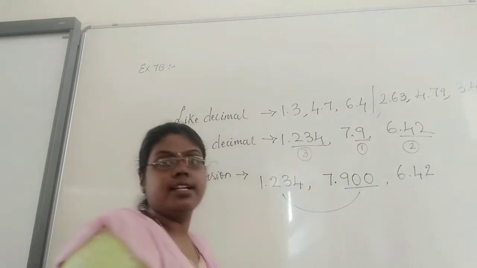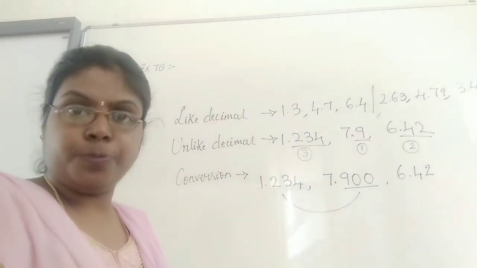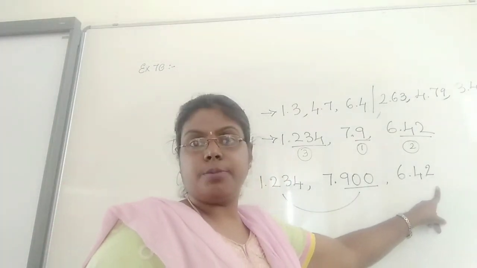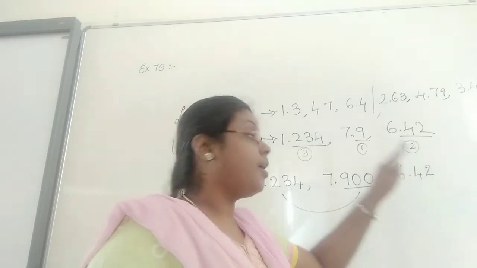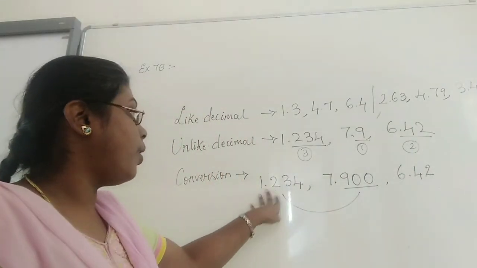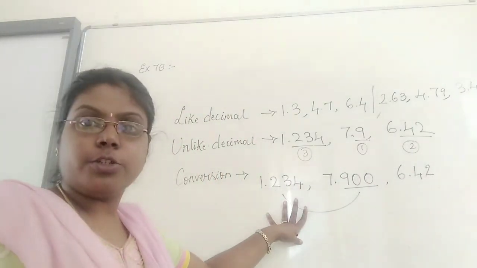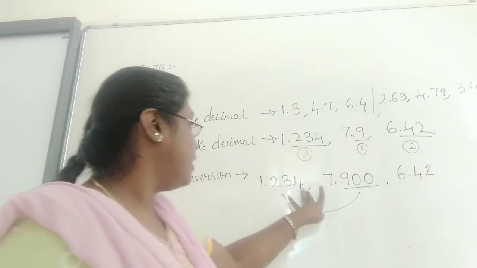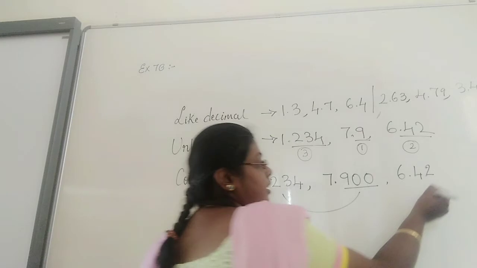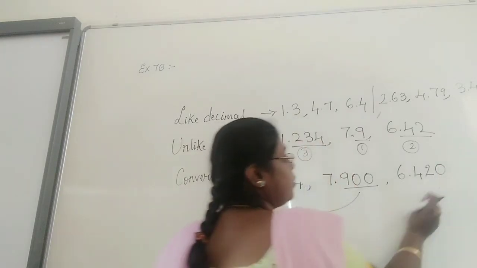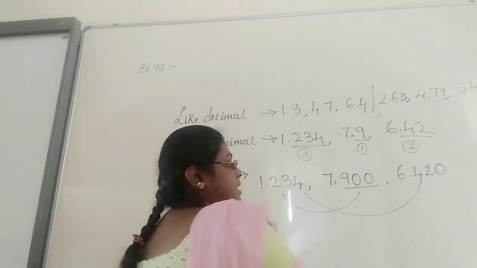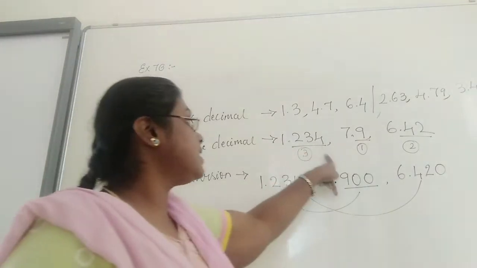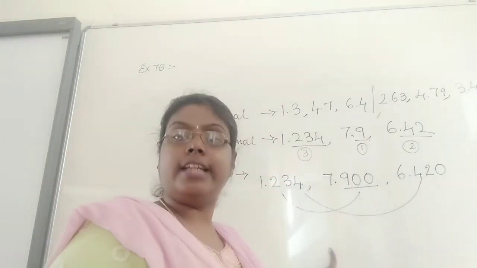Now we will take the next number, 6.42. After the point you have only 2 digits, but I need 3 digits after the point. So to convert the unlike decimal to a like decimal, introduce 1 zero to make the numbers the same. So we have converted these unlike decimals into like decimals.